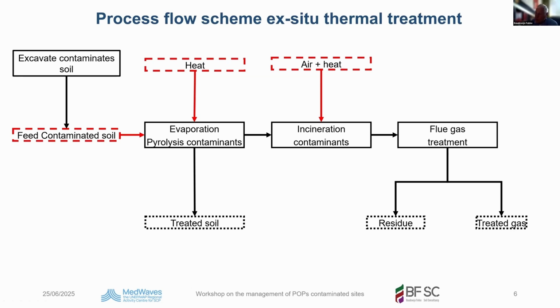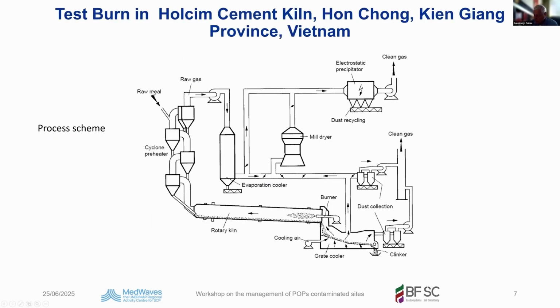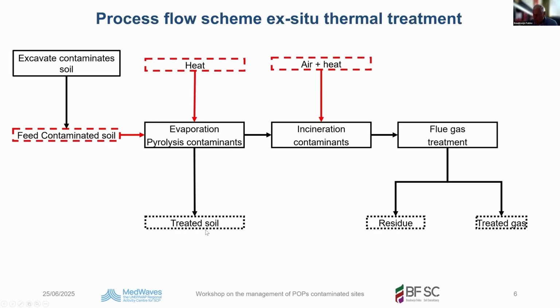So this is the input. The output is treated soil, and this should be monitored. At regular intervals, you have to sample this soil to see if it's clean. Then you have your residue. Your residue can contain contaminants, so it should be checked, and often it is contaminated and should be treated accordingly. And then you have your treated gas, and the treated gas should also be monitored to make sure that you have no formation of UPOPs, the UPOPs from Annex C of the Stockholm Convention.